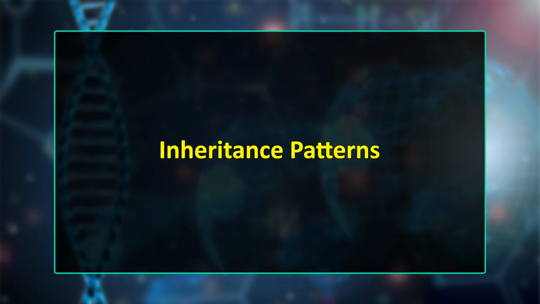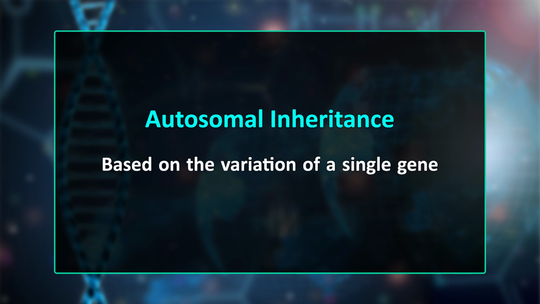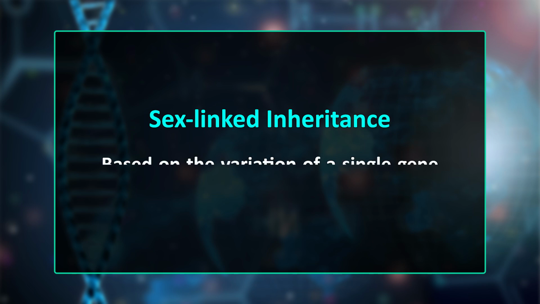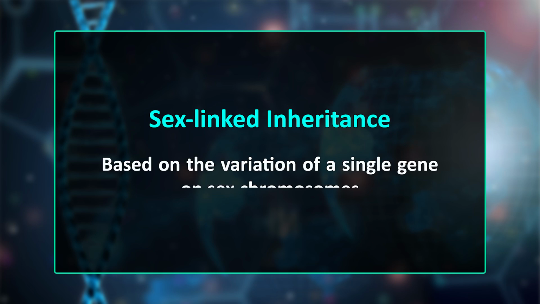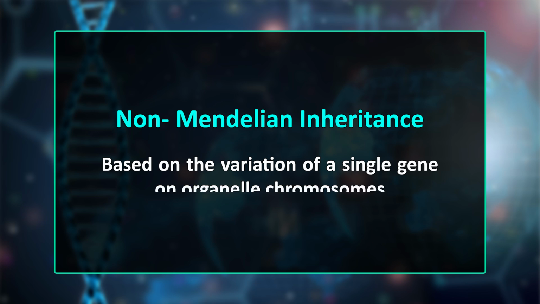Dear students, let us now discuss the inheritance patterns. Inheritance patterns fall into three general categories. One is autosomal inheritance, based on the variations of a single gene on an autosomal chromosome. Next is sex-linked inheritance, based on the variation of a single gene on a sex chromosome. The third one is non-Mendelian inheritance, which is based on the variation of a single gene on organelle chromosomes.